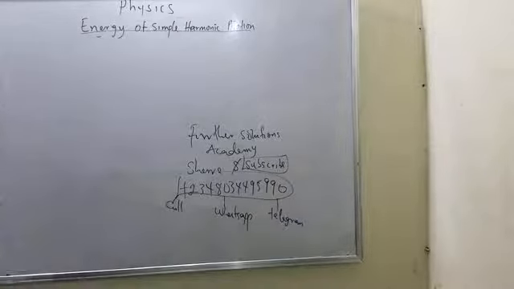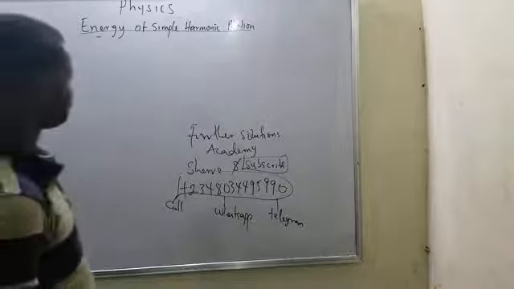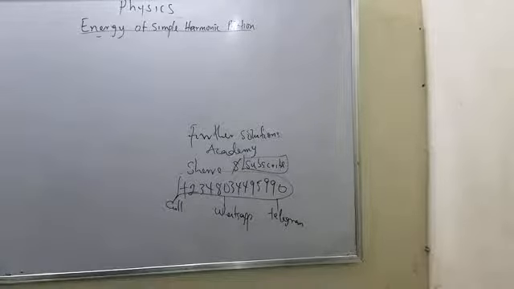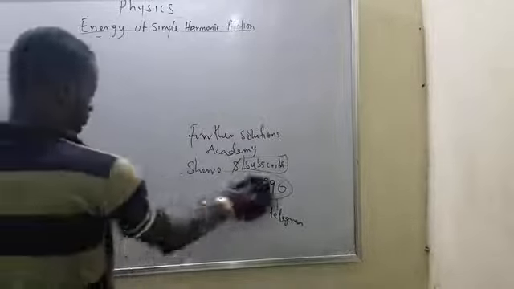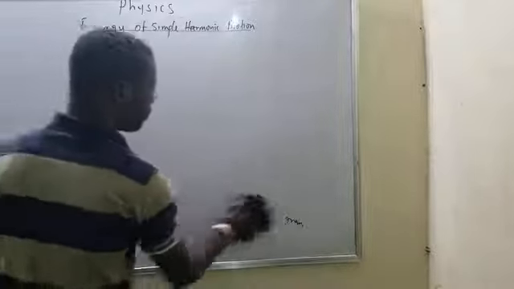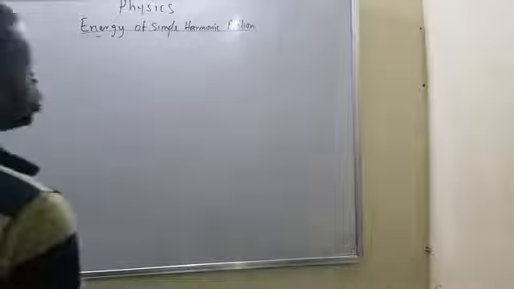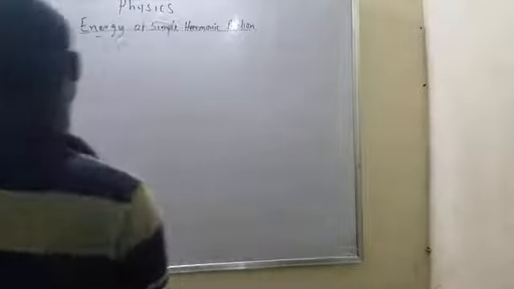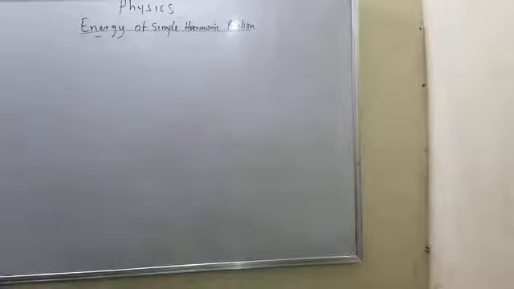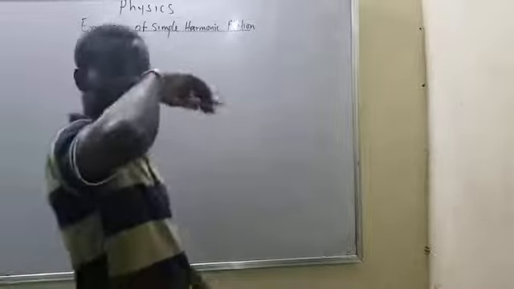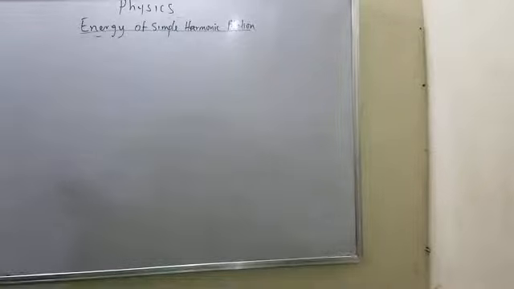Okay. In this video, I'll be working on the last part of that circular motion, which is energy of simple harmonic motion. It should be video 4 on it. Now, when we talk about energy of a simple harmonic motion, we all know that energy is the ability or capacity to do work.